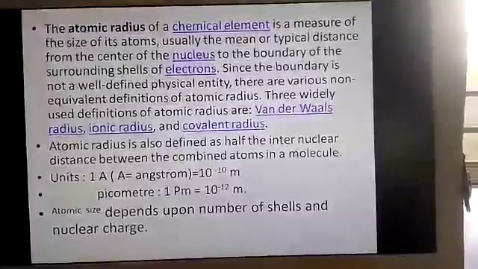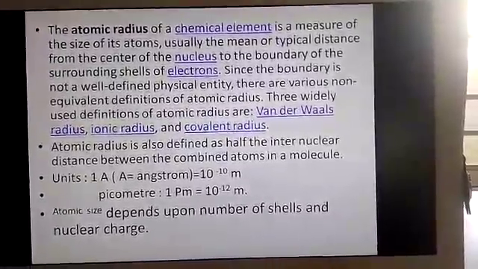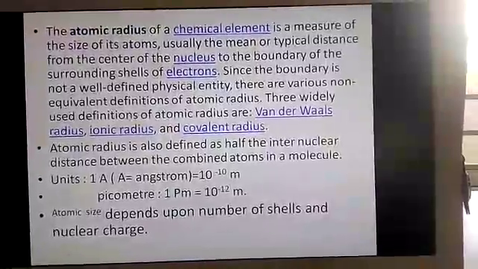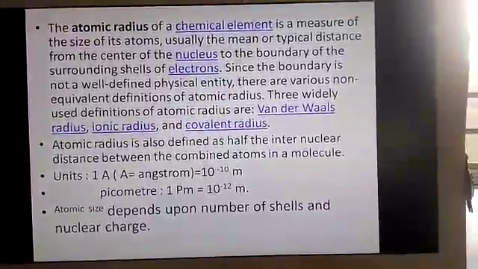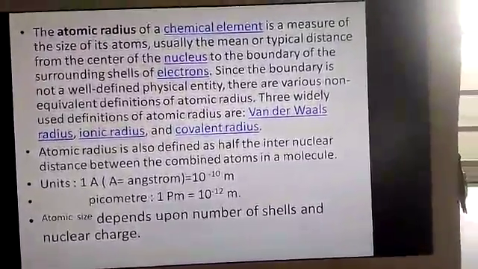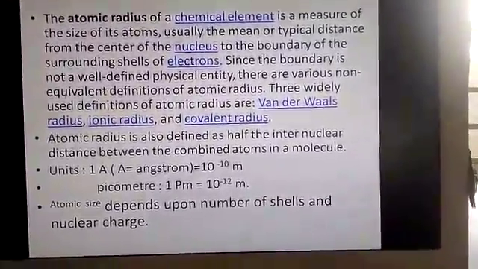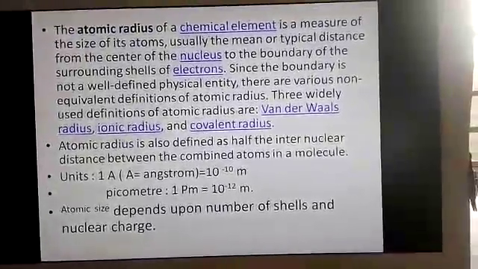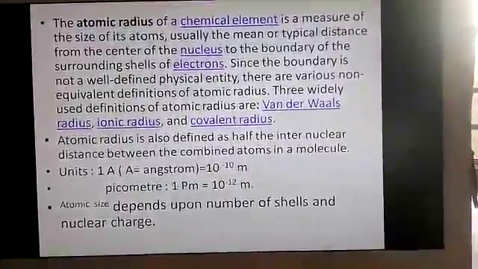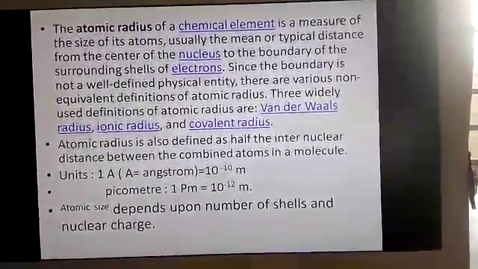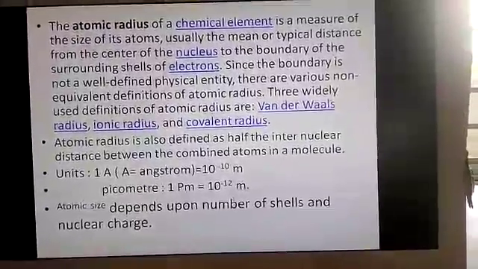Atomic size depends upon the number of shells and the nuclear charge of an atom. So this is about atomic radius and atomic size. The units of atomic radius are angstroms and picometers. Atomic size depends upon the number of shells and nuclear charge. The size will differ.